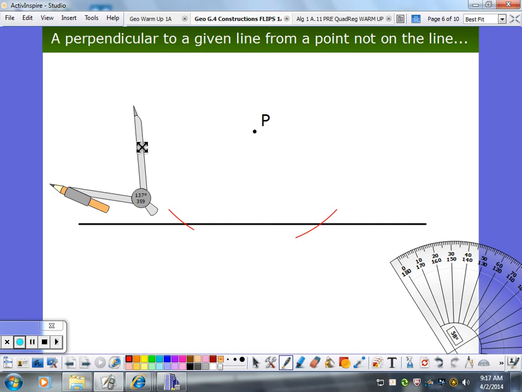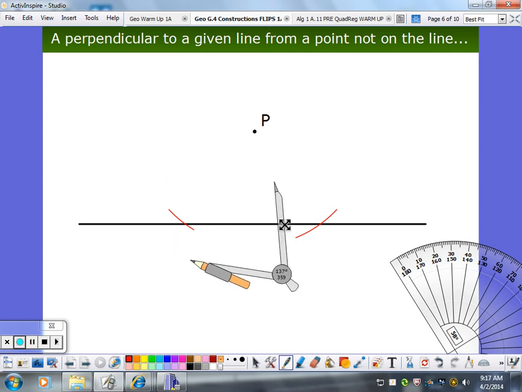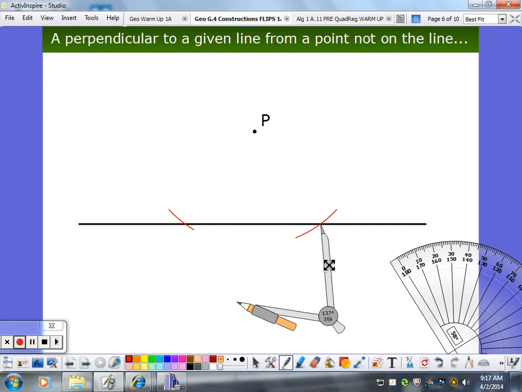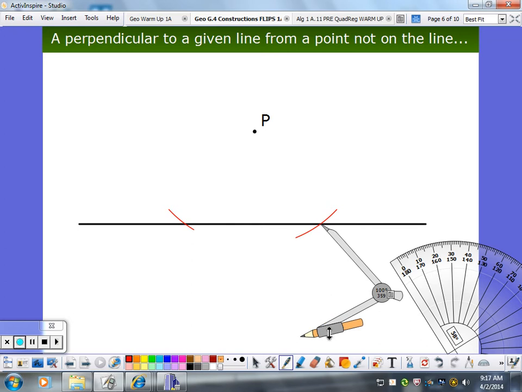Now watch what you do. See this pointy bit? It's going to go on this intersection here, your arc and the line. And I'm going to make a nice big arc.